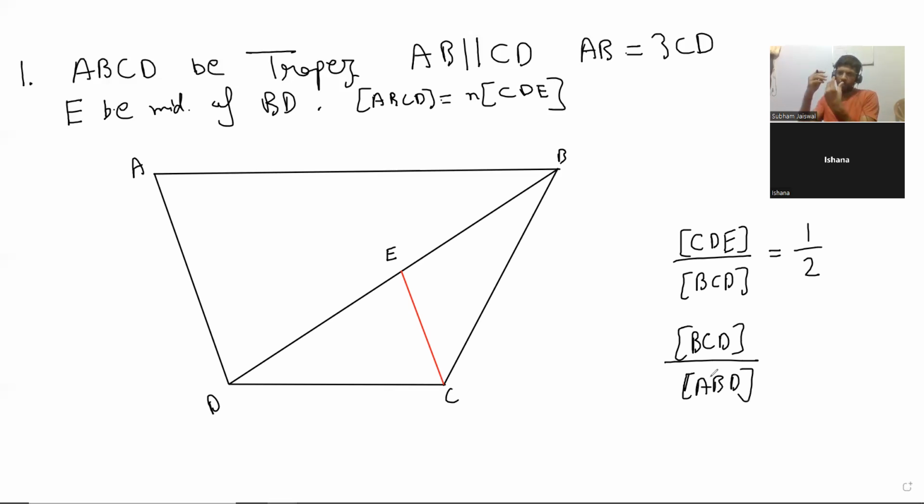So we are growing from CDE to BCD to ABCD. So I'm going to ABD. That's also a triangle. Is it 1/3? Yes, that's right. Now we are only left with calculations.